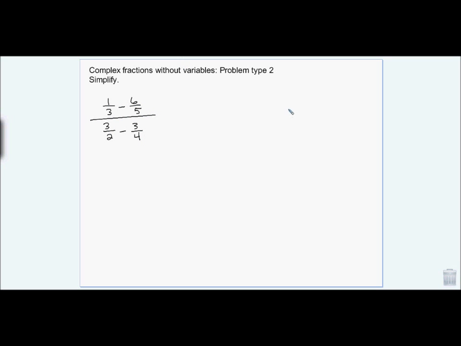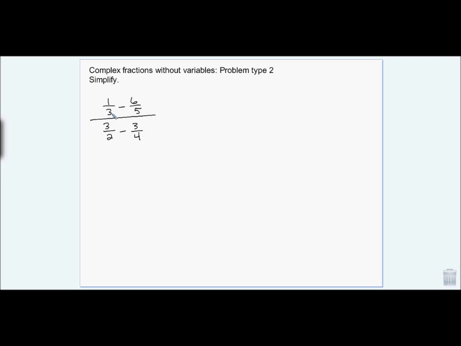Now we have complex fractions without variables. In our book, this is called problem type 2, where we actually have addition or subtraction in the numerator and the denominator. So what we need to do is simplify our numerator and simplify our denominator before we can deal with the complex fraction.